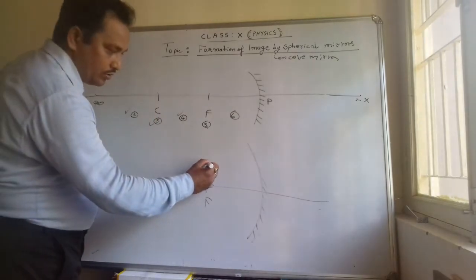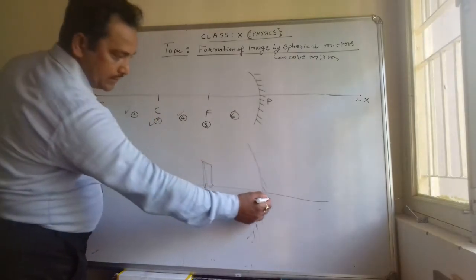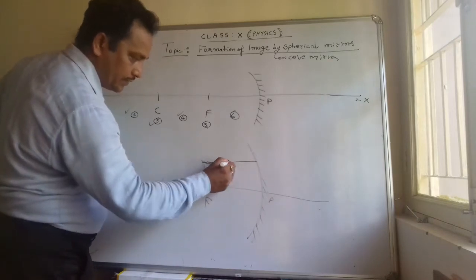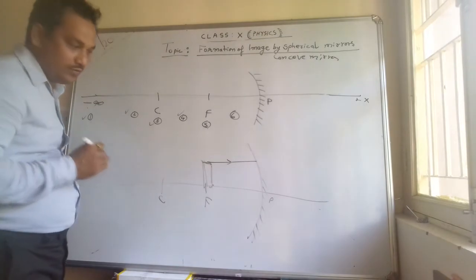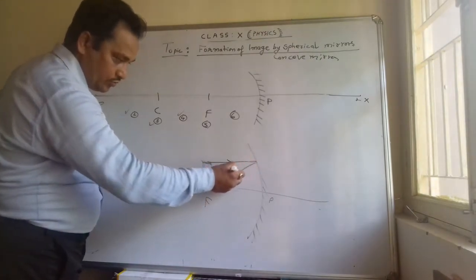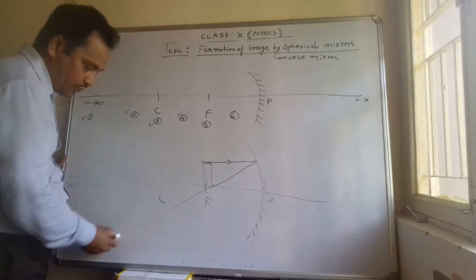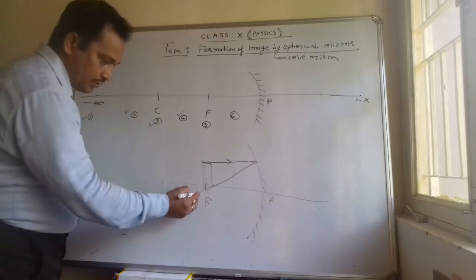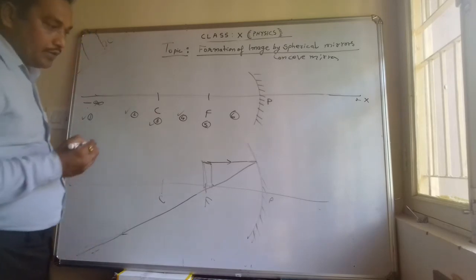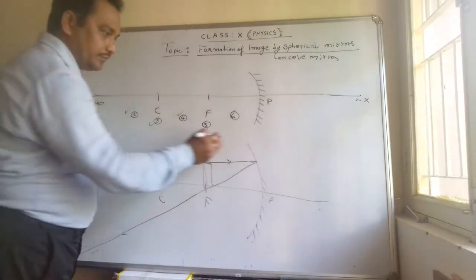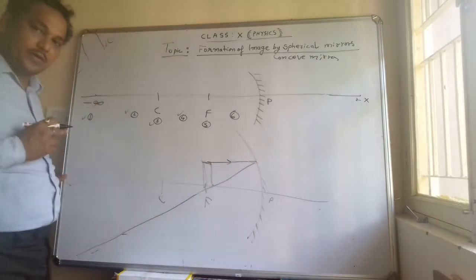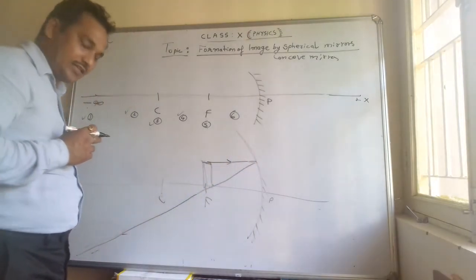Now we will apply the rule, ray passing parallel to the principal axis. What will happen to this ray? It will pass through the focus. So let it go through the focus. So this is the reflected ray. Correct? Now any other rule, like any ray which is passing through the center of the curvature passes through the same path without any change in the direction.